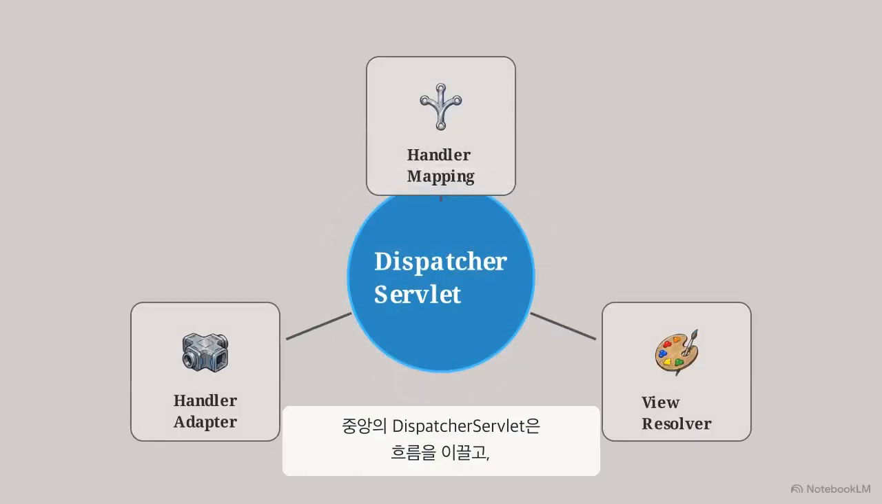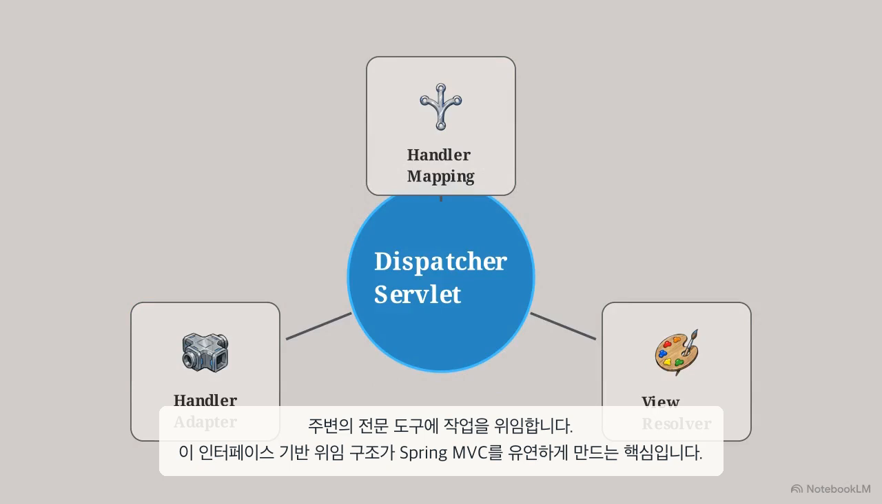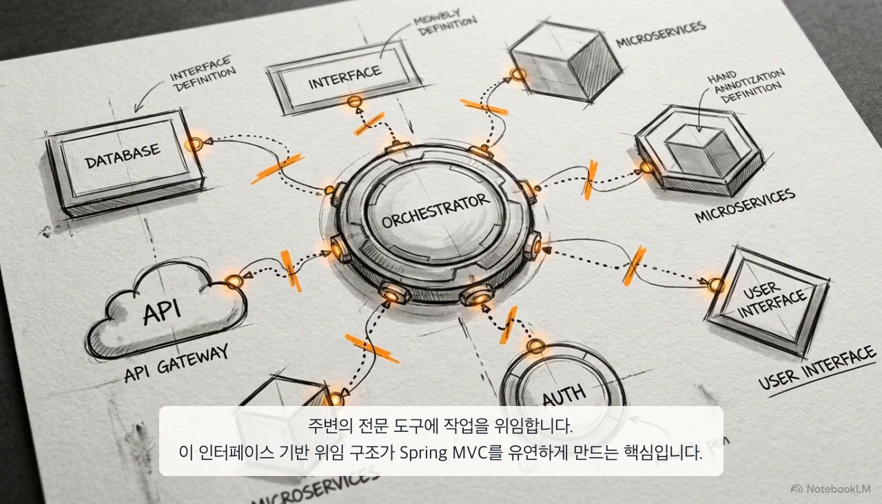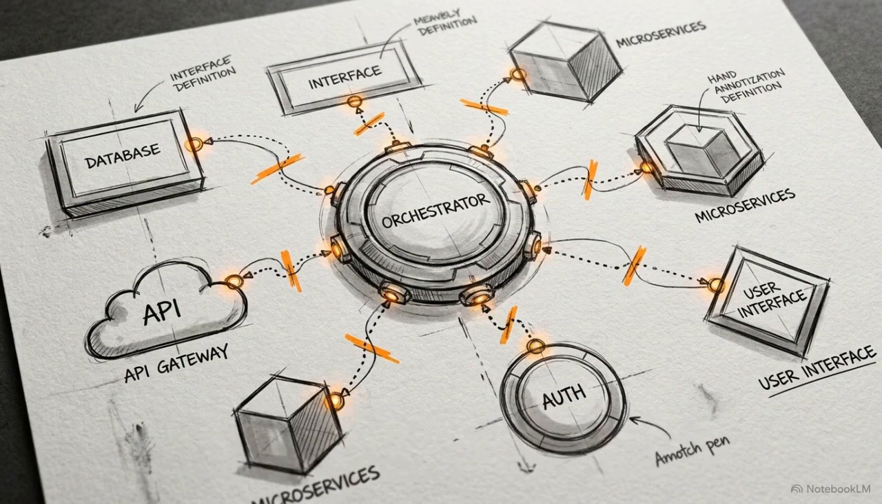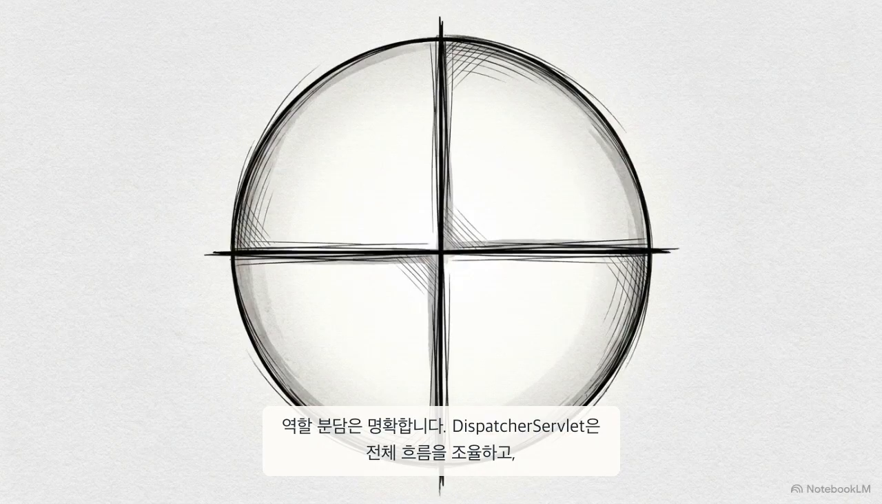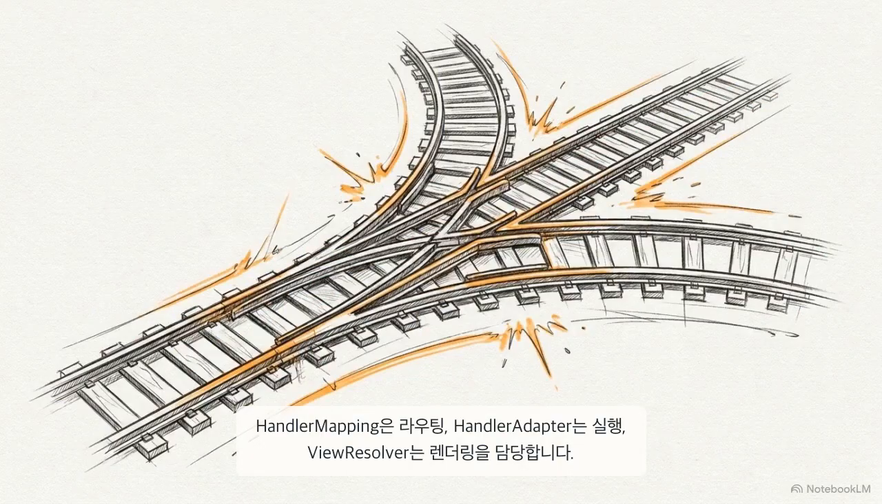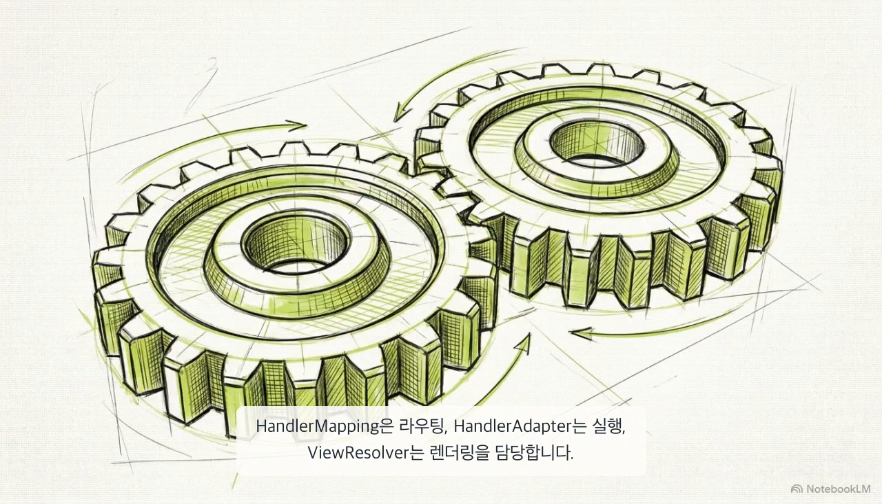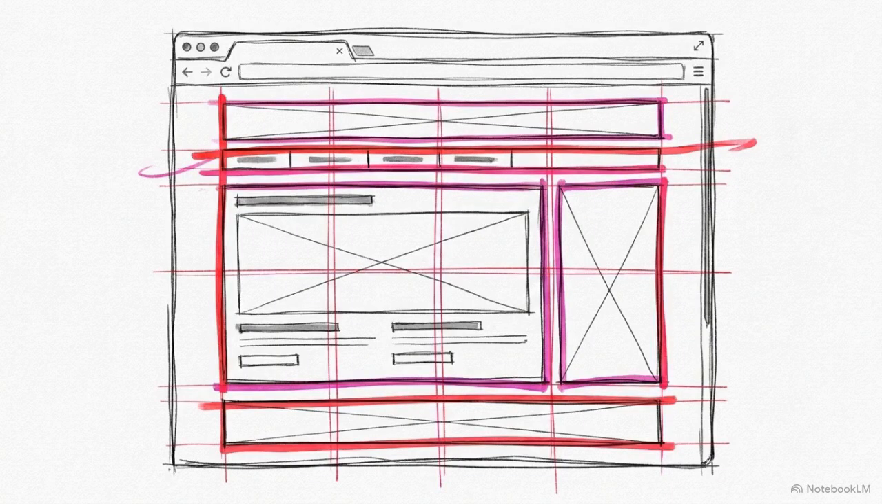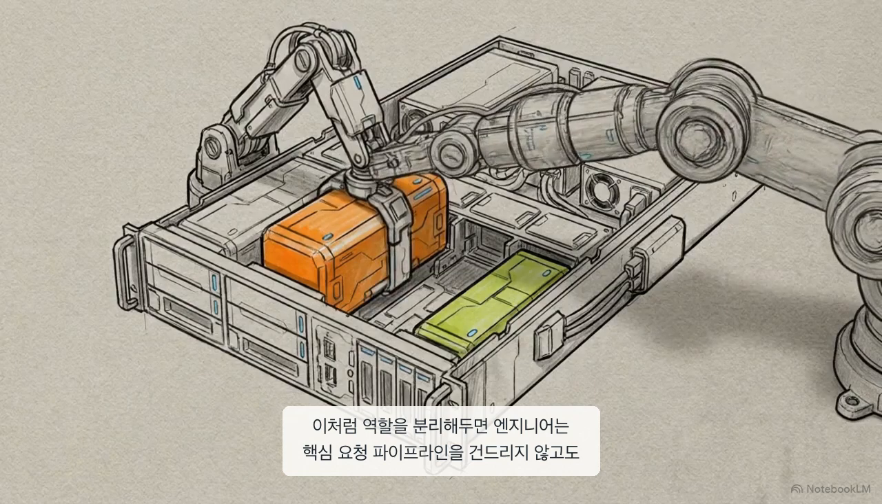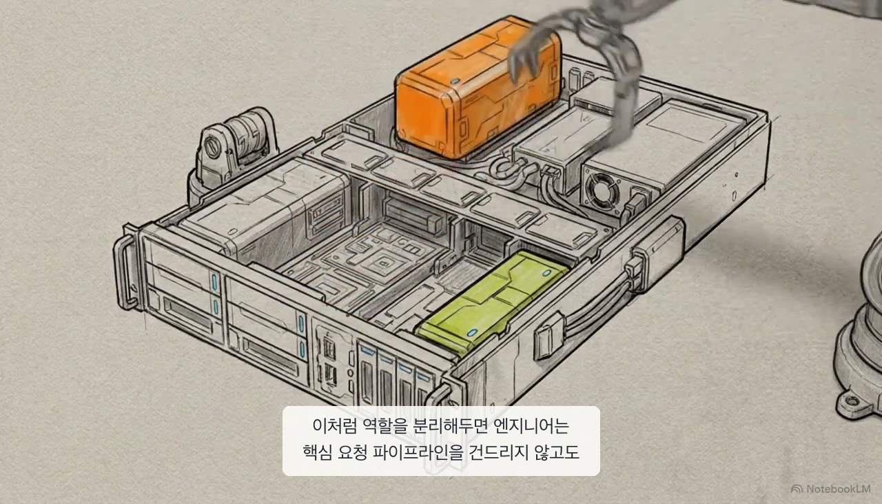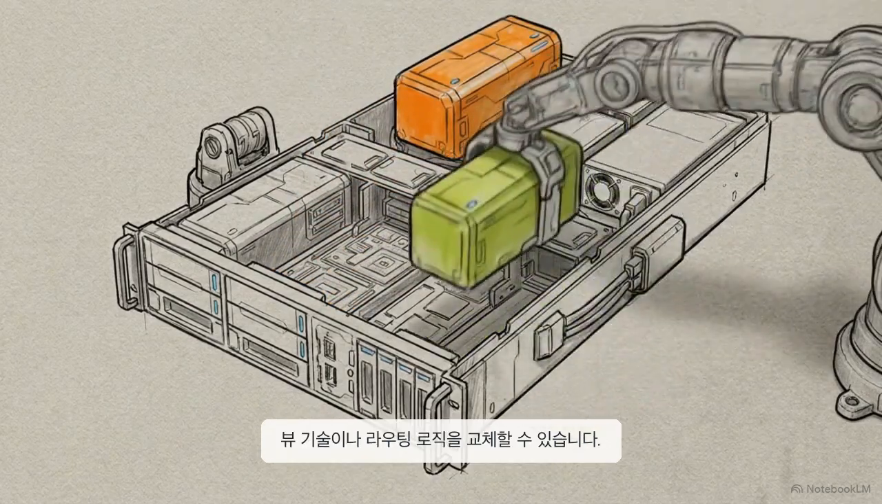The dispatcher servlet pulses in the center, delegating to specialized tools at the periphery. Spring MVC derives its flexibility from this interface-driven delegation. The division of labor is specific. The dispatcher servlet orchestrates, the handler mapping routes, the handler adapter executes, and the view resolver renders. By isolating these concerns, engineers can swap view technologies or routing logic without modifying the core request pipeline.